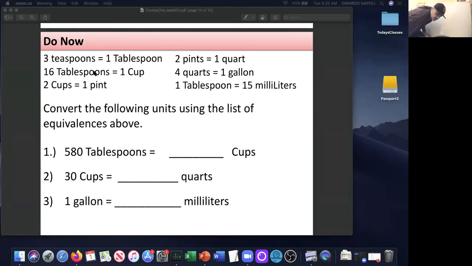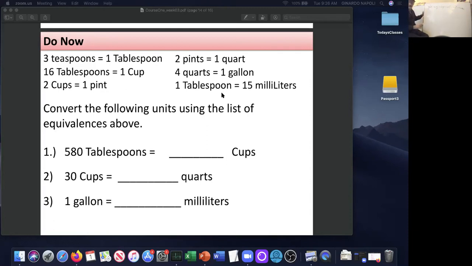Now, if this was Google, you wouldn't have to worry about all that. You just go 1 gallon equals how many milliliters, and Google will tell you the answer. But we don't have Google. We're going to be primitive. So we're going to go from gallons to quarts, and then from quarts to pints, and then pints to cups, and then cups to tablespoons, and then finally we can use this last lower right equivalence. We're going to go from tablespoons to milliliters.